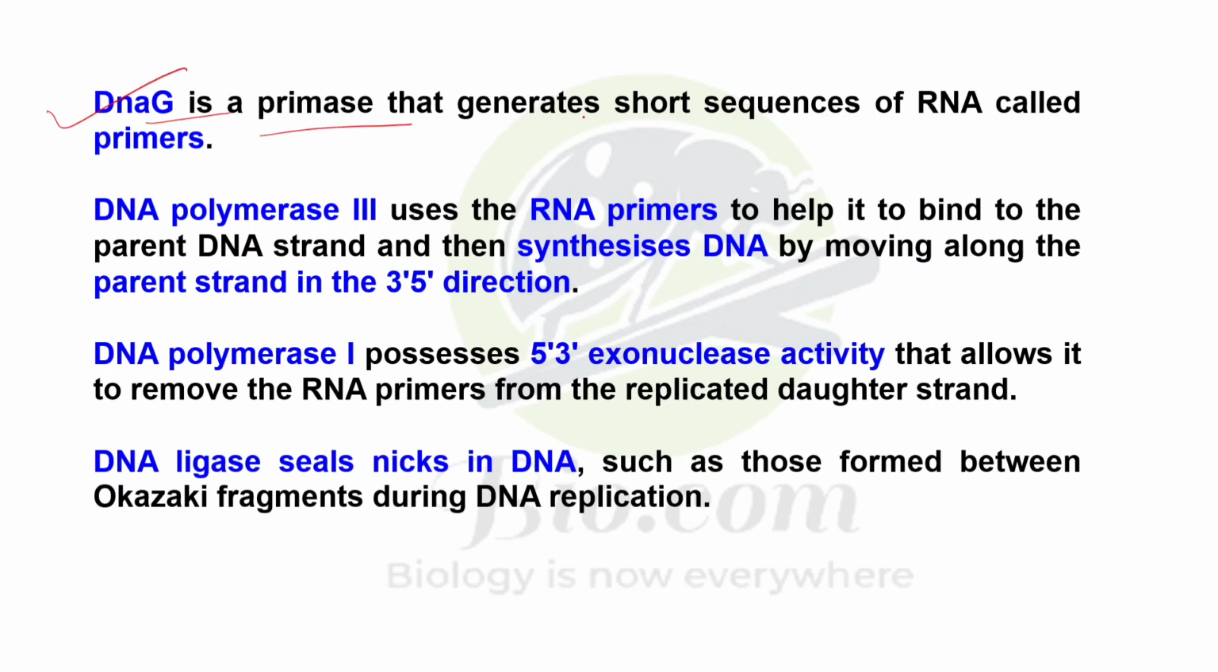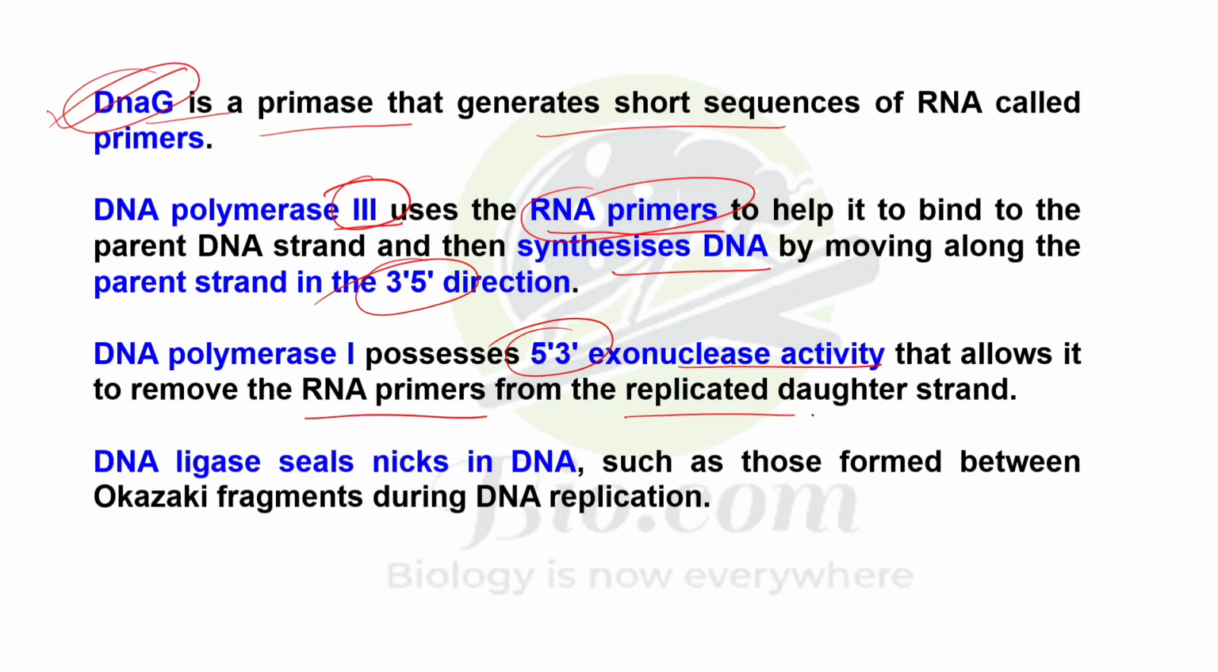DNA-G is a primase that can generate short sequences of RNA. DNA polymerase 3 uses the RNA primer synthesized by DNA-G to help it bind to the parental DNA strand, and it helps to synthesize the new daughter strand moving along the direction 3' to 5'. DNA polymerase 1 possesses 5' to 3' exonuclease activity, which is responsible for the removal of RNA primers from the replicated daughter strand, and DNA ligase seals nicks in the DNA such as those formed within Okazaki fragments during DNA replication. So all these pointers are very much important.